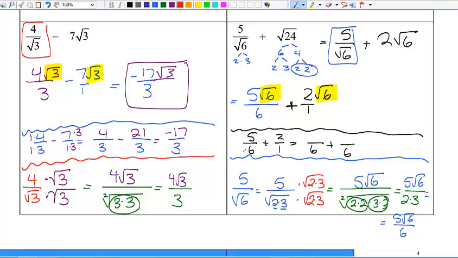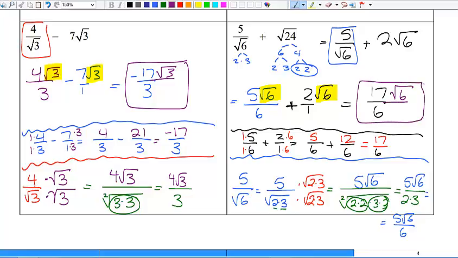The first fraction I can multiply by 1. The second fraction I'll need to multiply by 6 over 6, which gets me 12 over 6, and that adds to 17 sixths. So, in my final answer, 5 sixths plus 2 over 1 is 17 sixths, but don't forget we still have the radical 6. Because it was like radicals, it stayed the same. And that completes this lesson.